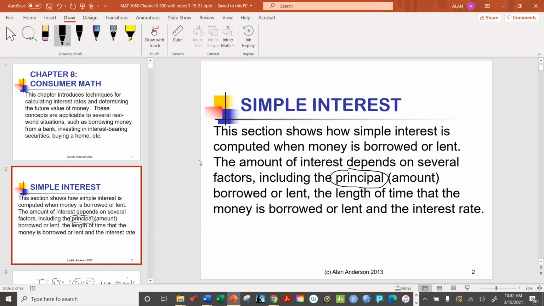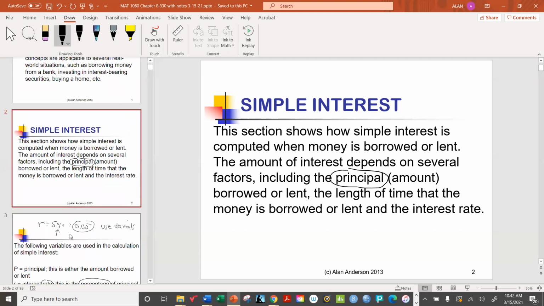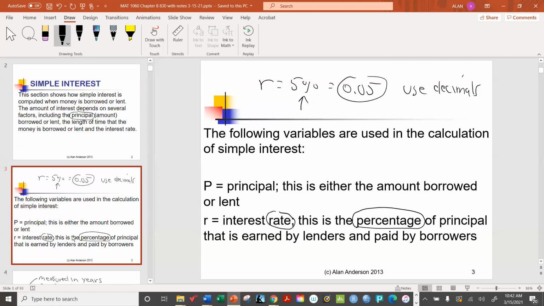Now, the formula, as you recall, is very straightforward. But first, let's reintroduce a few of these variables that we'll be using throughout the chapter. We have P, which stands for principal. And again, this is simply the amount that's either borrowed or lent. R is the rate of interest.